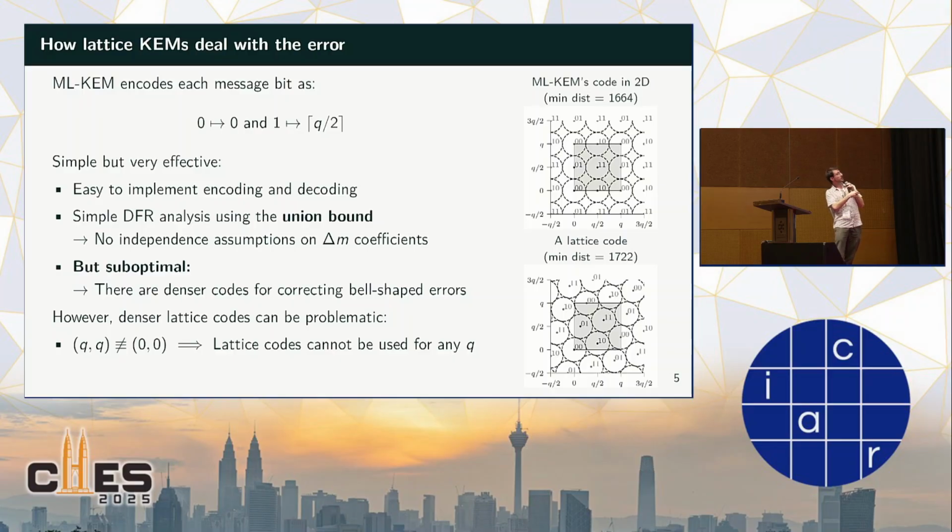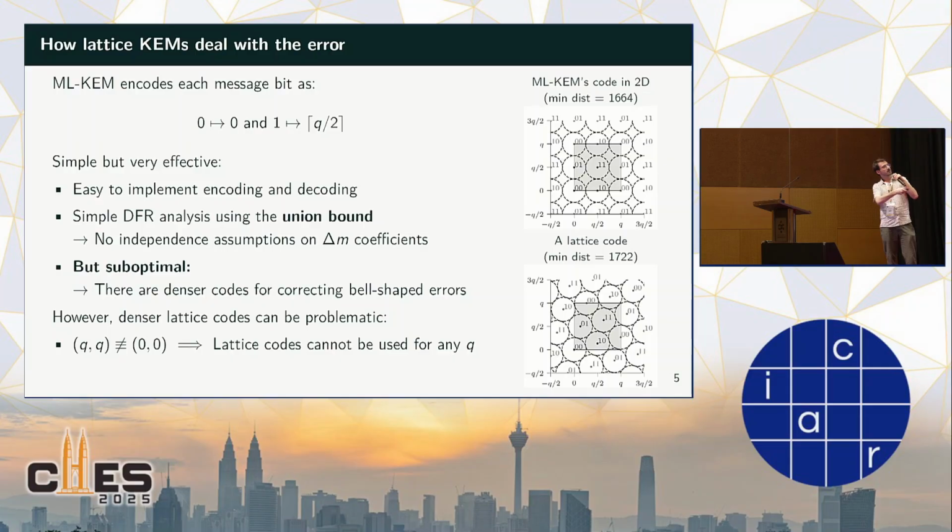However, this is somewhat suboptimal because there are denser codes for correcting bell-shaped errors. So in this figure here, we can see the MLChem's code in 2D. And these circles represent the coding radius that you get. Assuming a bell-shaped distribution whose curve lines are circular, you can see that there are these gaps here that are kind of annoying. You could do better for decoding these bell-shaped distributions.